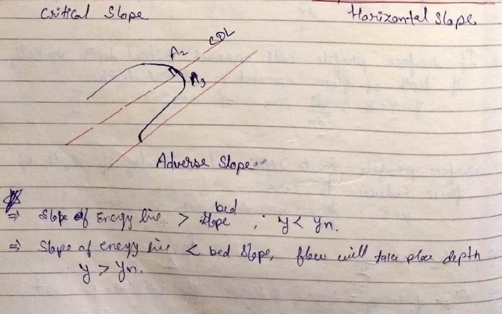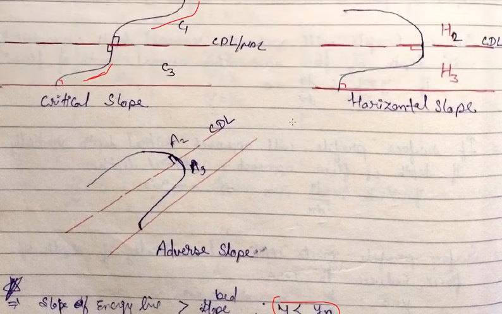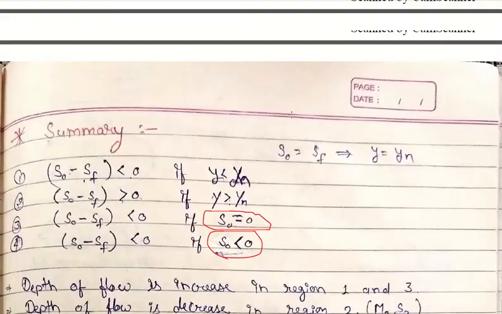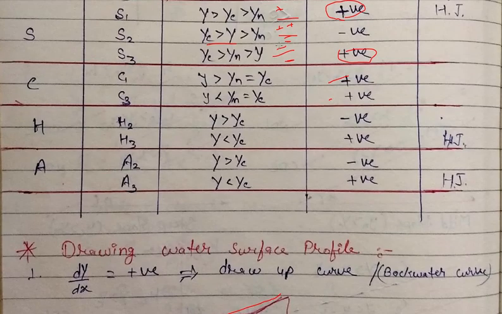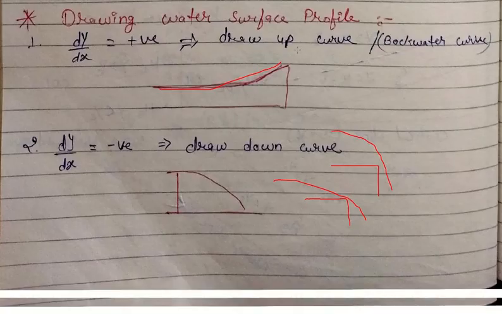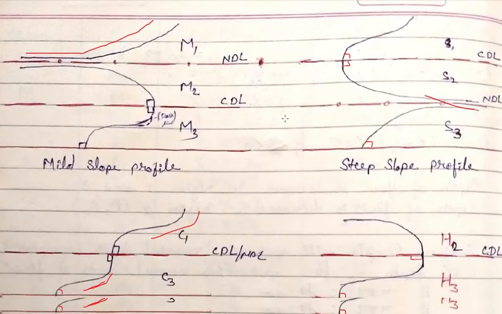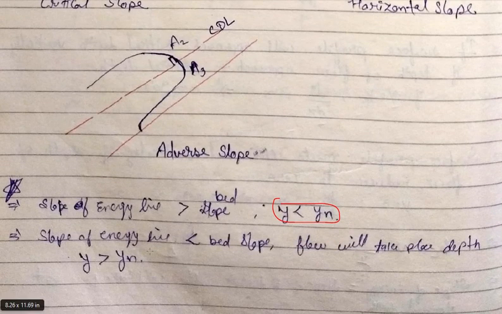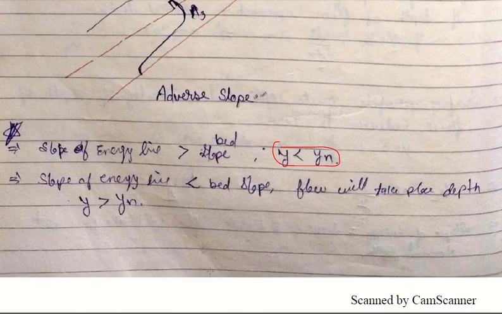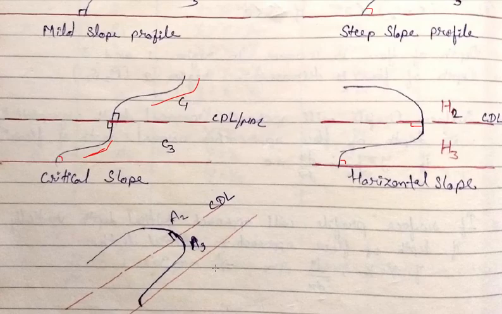Now the slope of the energy line is greater than the slope of the bed. Here we will discuss in this portion. This portion we will also discuss. We will make the profile using these points. So here it will complete the gradually varied flow.